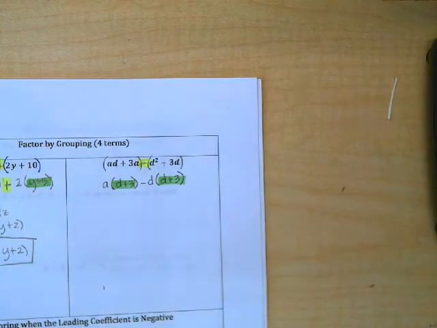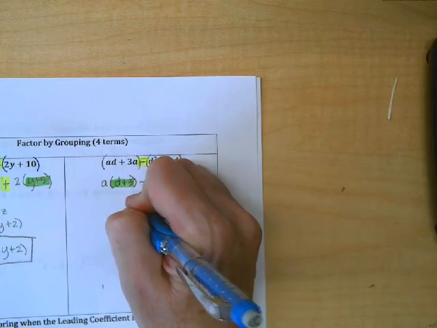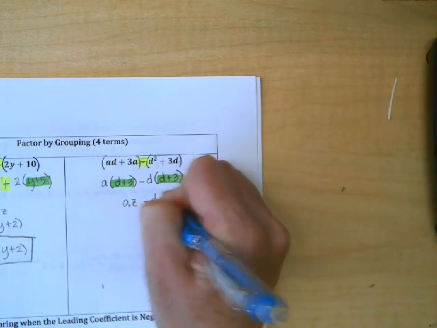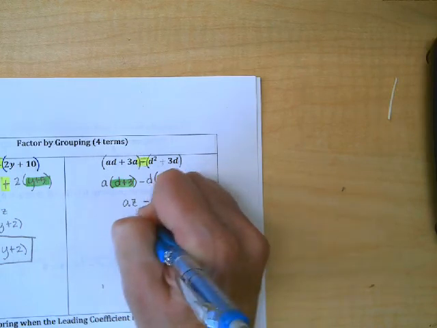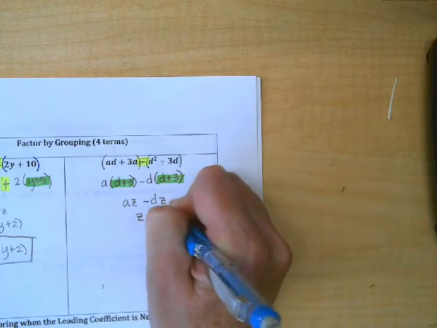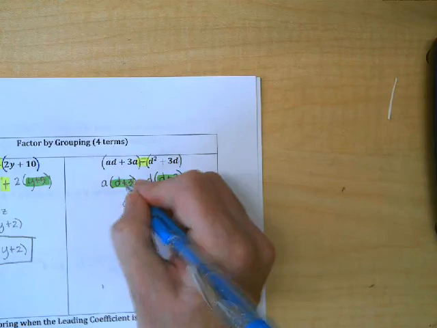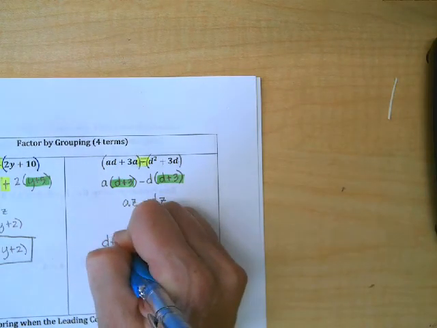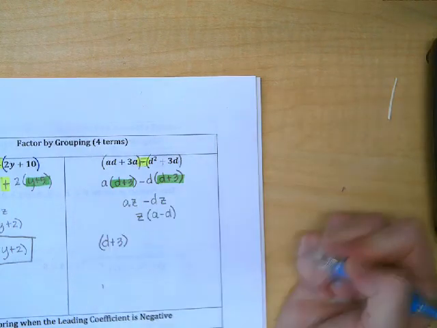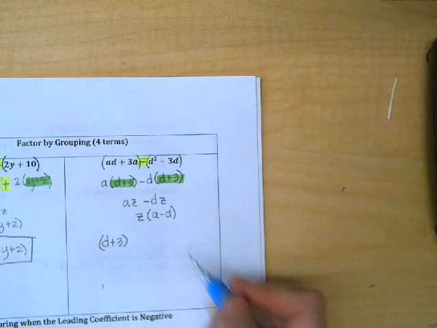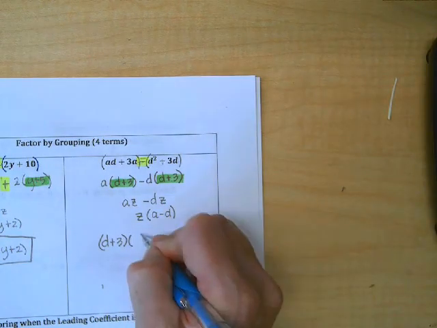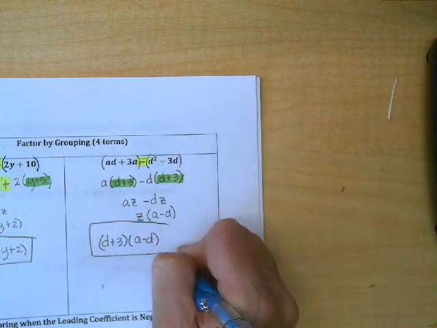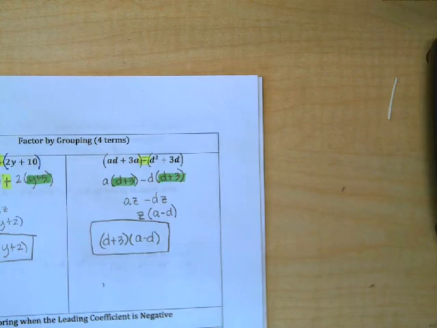Now, just like before, they both have a d plus 3. That would be like us saying, let's say az minus dz, and we said, let's factor out the z. Same idea, except it's not a z, it's a d plus 3. So I'm going to factor out the d plus 3. I have to keep it in parentheses because it's a binomial. And I'm left with the a minus d. And that is factor by grouping.